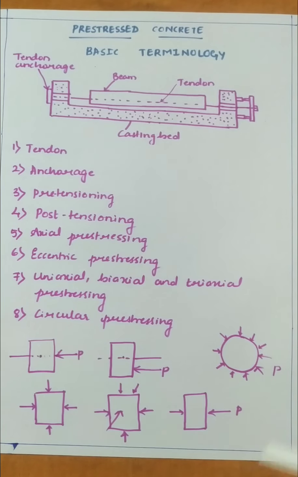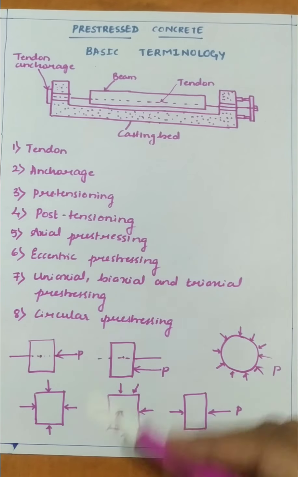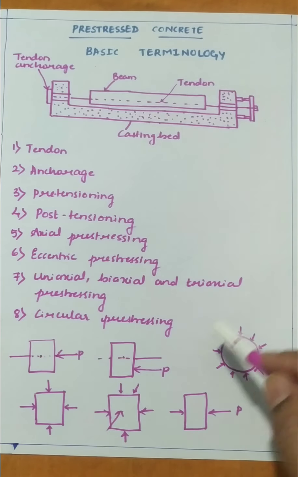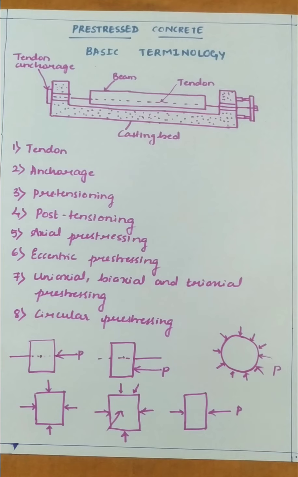Then what is circular pre-stressing? It refers to pre-stressing in round members, such as tanks and pipes, throughout the surrounding, that is, around the periphery of the circular section. If the pre-stress is applied like this, it is called circular pre-stressing. These are a few basic terminologies regarding pre-stressed concrete.